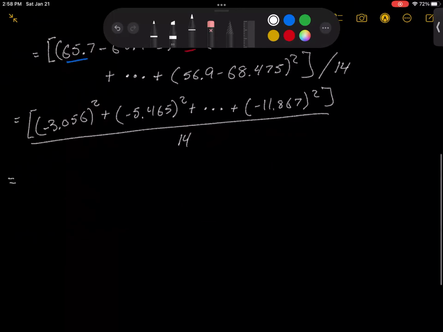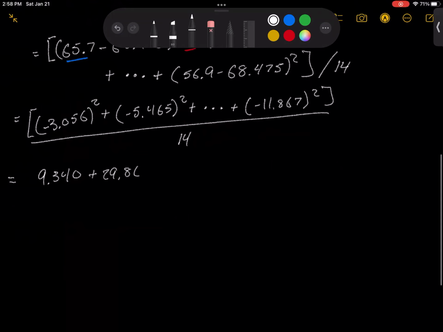Okay, now let's figure out all the square differences. If I take minus 3.056 and I square it, I get 9.340. If I take minus 5.465 and I square it, I get 29.868. Do this for all of your data. The last square difference is 140.817.